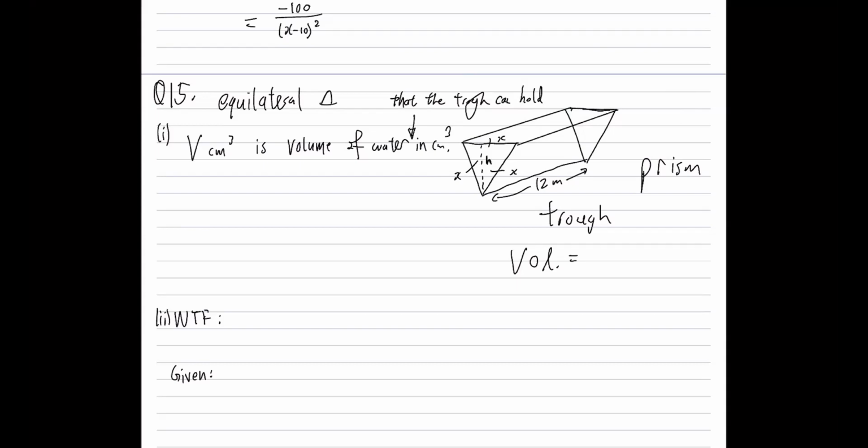Sorry, I just need to make one clarification. Units is in meters. I didn't read the question, sorry. So I should change to meter cube. Let V meter cube be the volume of water which the trough can hold. So V is equal to the base area, which is half times base times height, then you multiply by the length, 12 meters. So 12 over 2 is 6. Did I calculate wrongly? I don't think so. So it becomes 6xh. Is that correct?